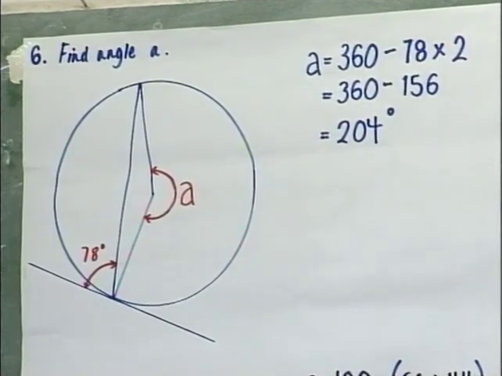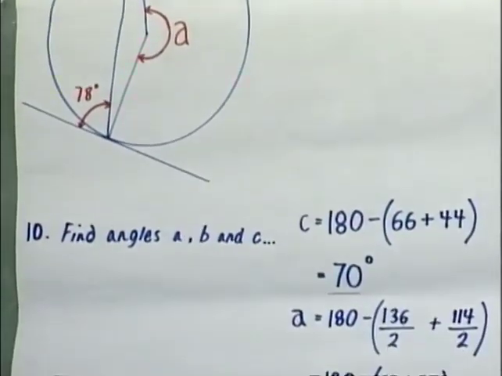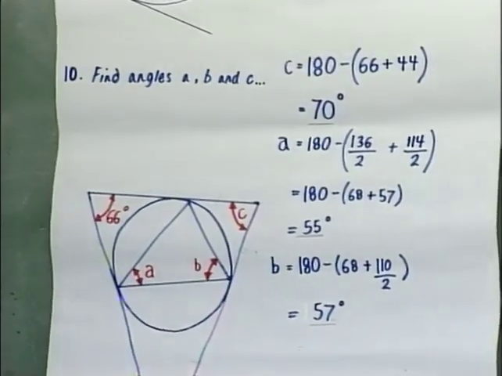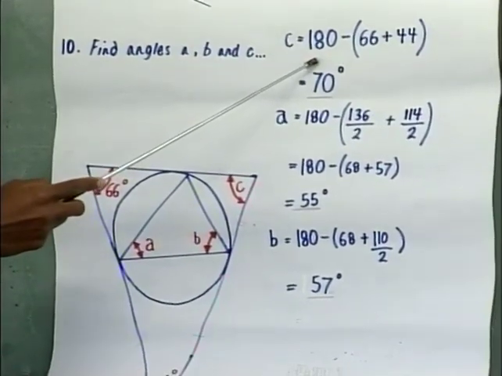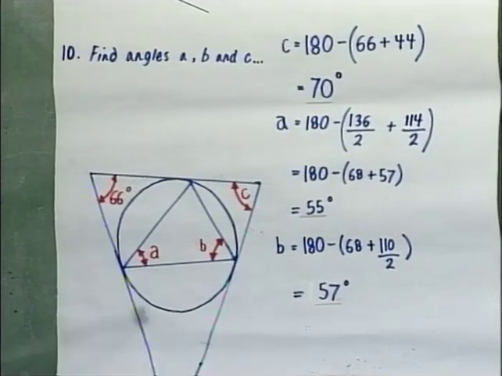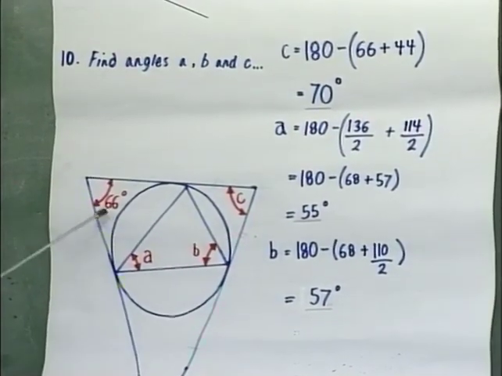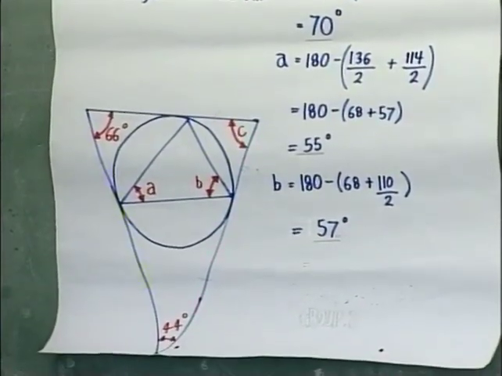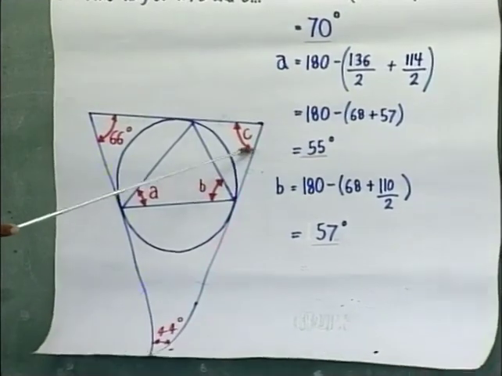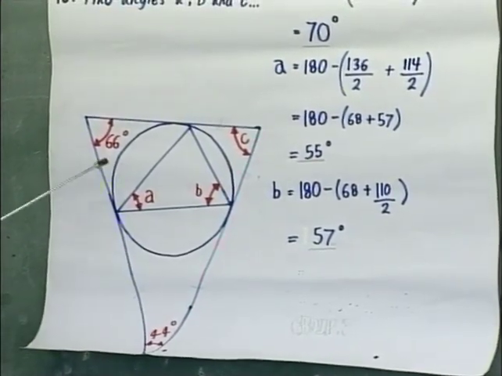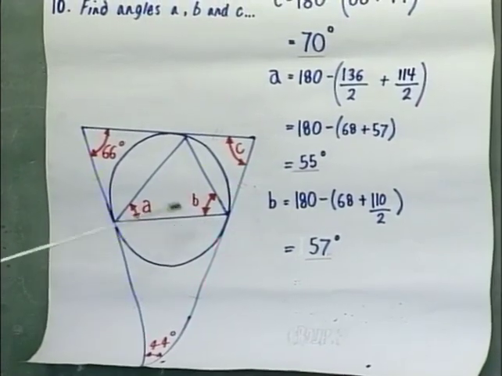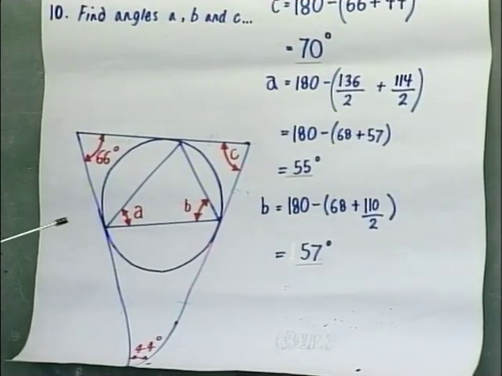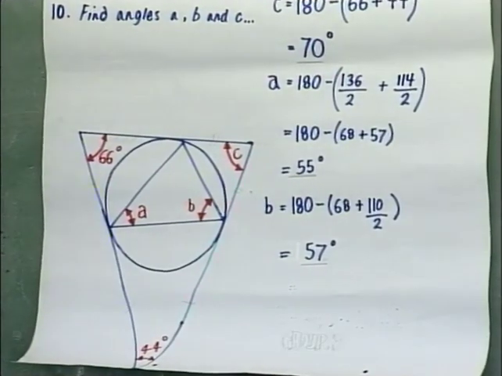Okay, to find angles A, B, and C, we can see that angle C is the simplest one to solve. 180, the total angle in a triangle, minus 66 degrees plus 44 degrees, we get 110 degrees. We take that from 180, we get 70 degrees, which is C. And to solve the interior angles, we use property number 2. Two tangents drawn from a point outside a circle are equal.